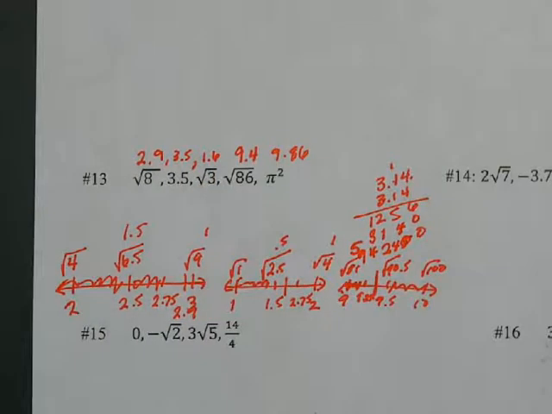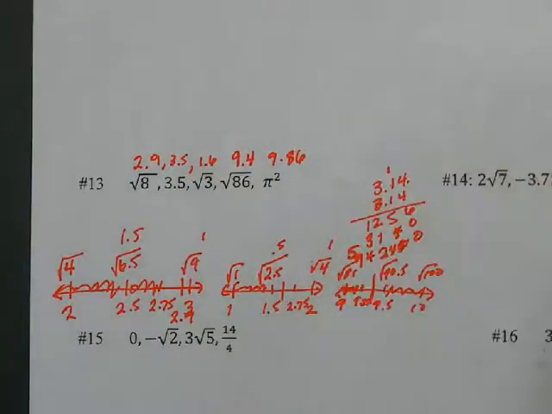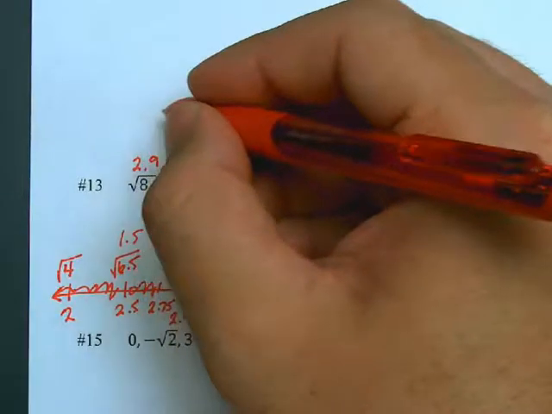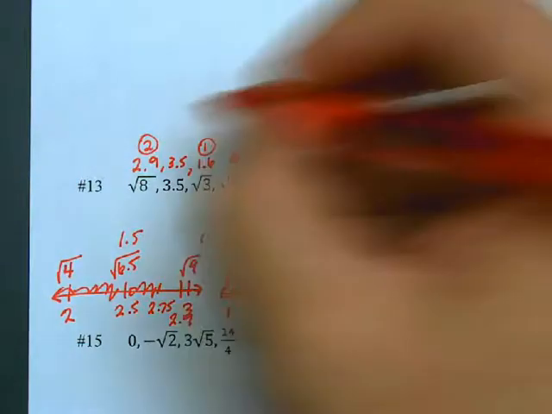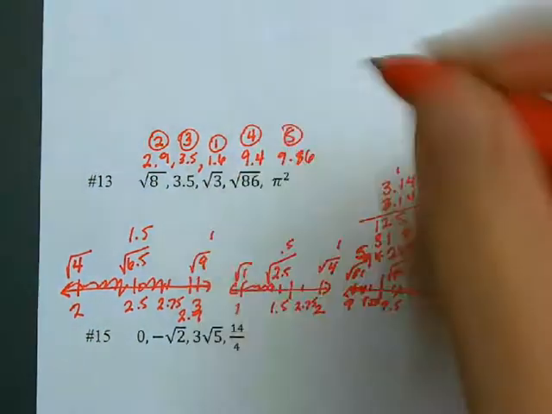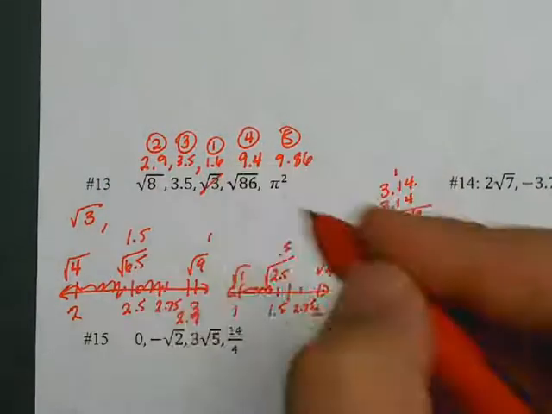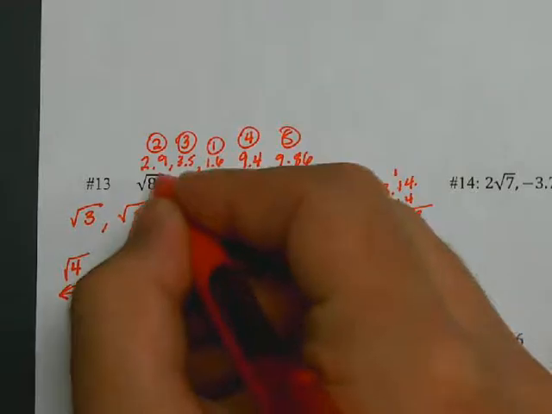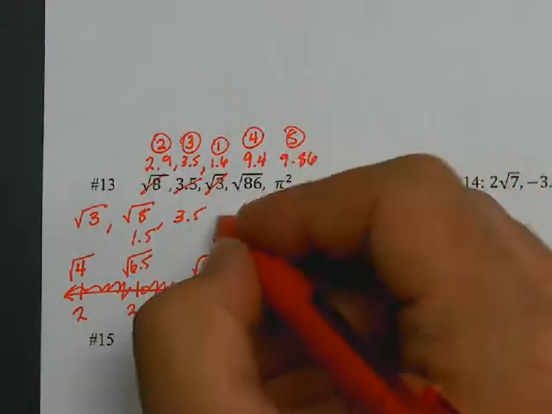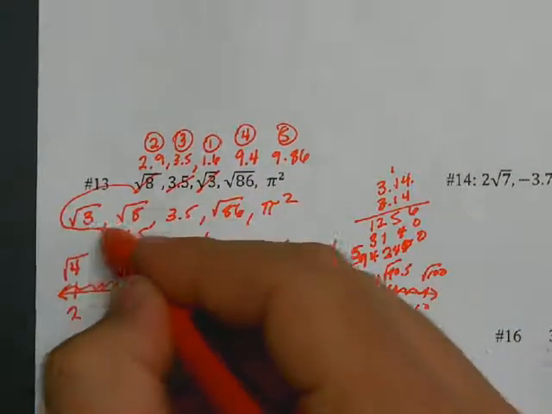Now you have all of these in the same form, so that's your goal, to get them all in the same form. Now put them in least to greatest. So now you put them in order. You've got the square root of 3, comma, square root of 8, comma, 3.5, square root of 86, and then pi squared. You're just putting those in order from least to greatest.